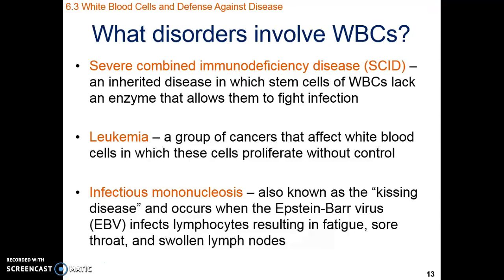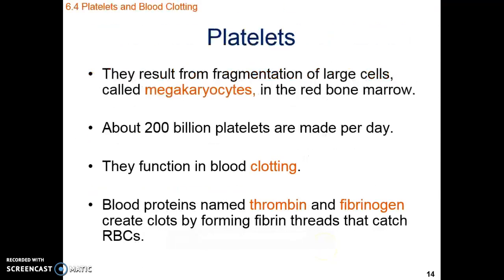Leukemia, this is part of one of your assignments for this week. It's a group of cancers that affect the white blood cells. Mono, all right, this is caused by a virus that infects B cells, and this is a pretty common disease in teenagers. All right, platelets are going to be involved in clotting, and this is where we're going to have to end for chapter 6, and move into chapter 7.